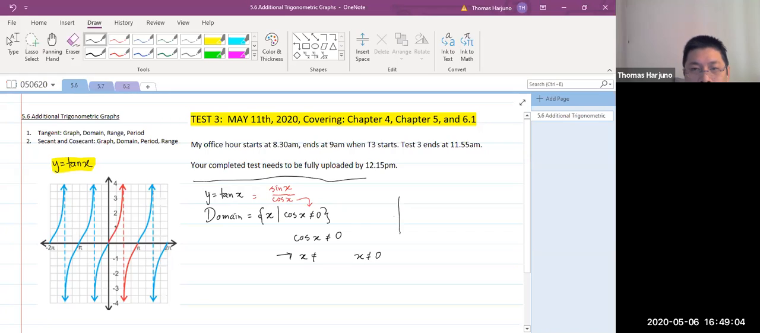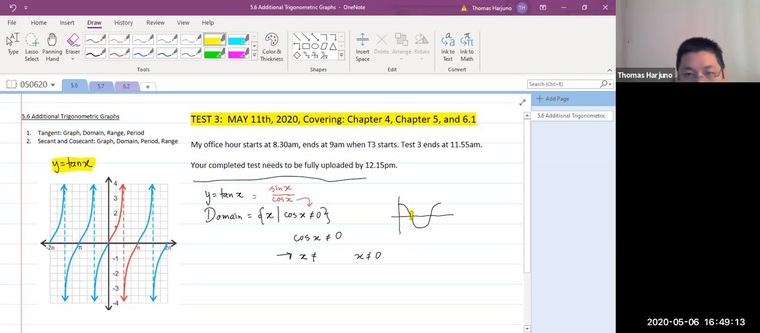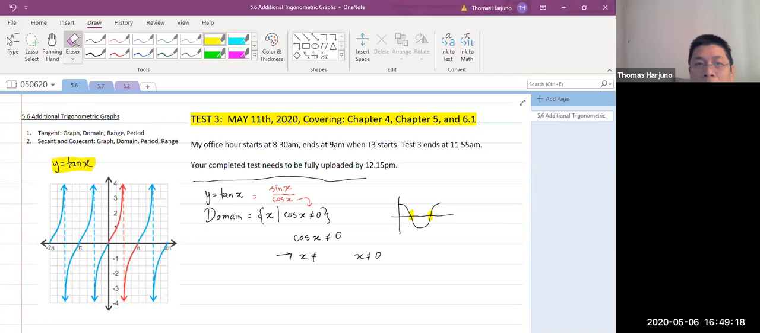Now, remember the graph of cosine. The graph of cosine looks approximately like this, right? So it hits 0 at this point here and this point here. Now, do you remember at what angles cosine x becomes 0? At pi over 2 and 3 pi over 2. Is it right? To be more precise, to accommodate the period, plus 2 pi k, plus 2 pi k.